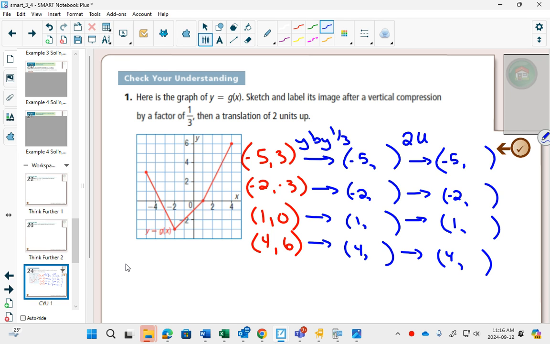I do compressions first, so I have to multiply my y values by 1/3. And then take them and move them 2 up. And what you probably didn't notice, because I did it quietly in my head, is I double checked each of those numbers as I did them.